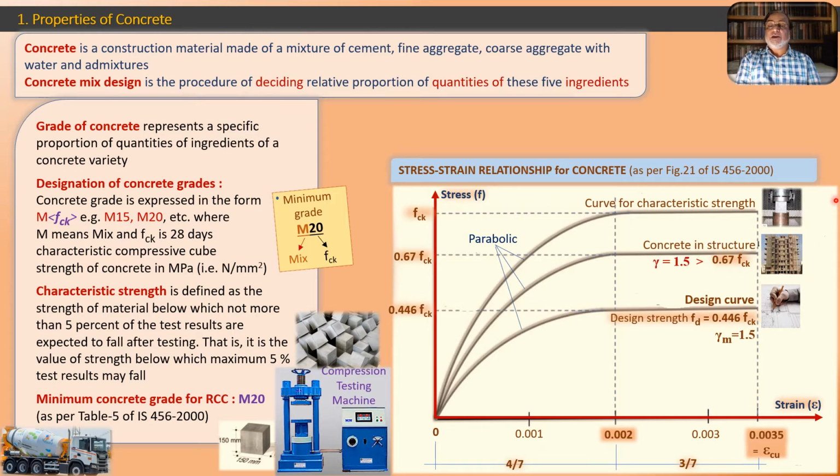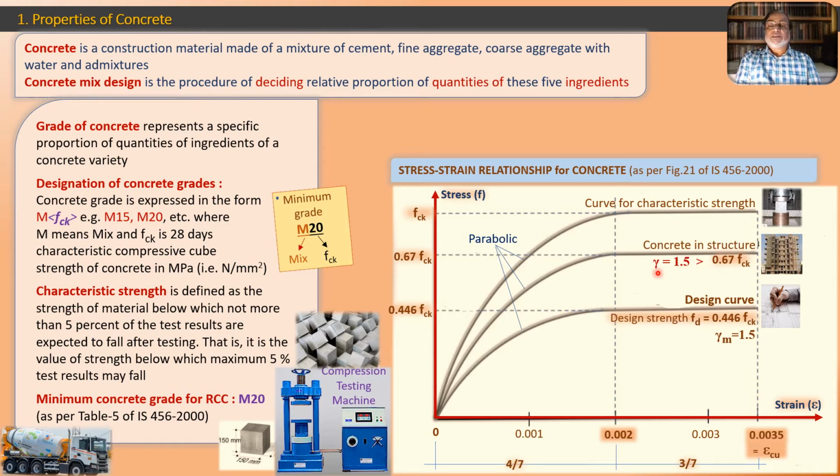So whatever we test and find out for a cube in the compression testing machine, that concrete is not behaving as a cube in the structure. It is behaving differently in the structure. So we have to distinguish between cube strength and the strength that is expected in the structure. So IS code is saying even if your cube gives fck, you reduce it to 0.67 fck. So IS code is giving a second value of that stress to be reduced.